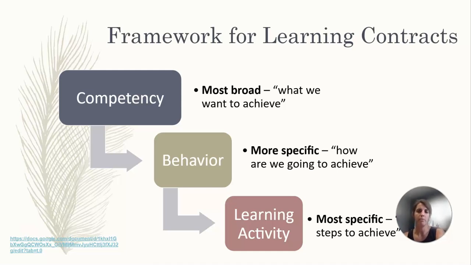So this is a little bit of the framework for learning contracts. I do spend time in seminar with the students going over how to create learning contracts, but just for context's sake, we have the competencies, which are defined by the CSWE. So those are the most broad. These are what we want to achieve. And then the CSWE also identifies the behavior that's associated. So this is saying this is how we're going to achieve this big competency. The area where the students and supervisors partner together is to find a learning activity that shows how the action steps of being able to achieve the behavior, which then in turn shows the competency.